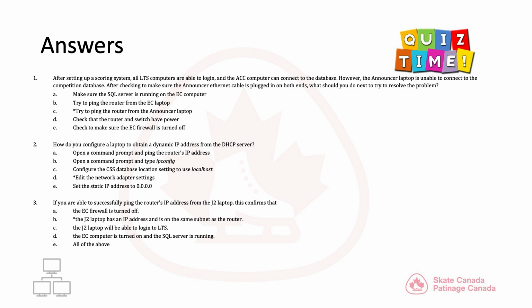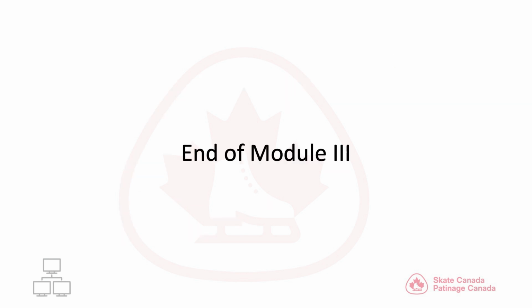And the final question, if you're able to successfully ping the router's IP address from the J2 laptop, what does this tell you? So basically this tells you that the J2 laptop is on the network. It has an IP address and it's on the same subnet as the router. Hopefully you got 3 out of 3 on those very applied questions. If you did, well done. Give yourself a pat on the back.